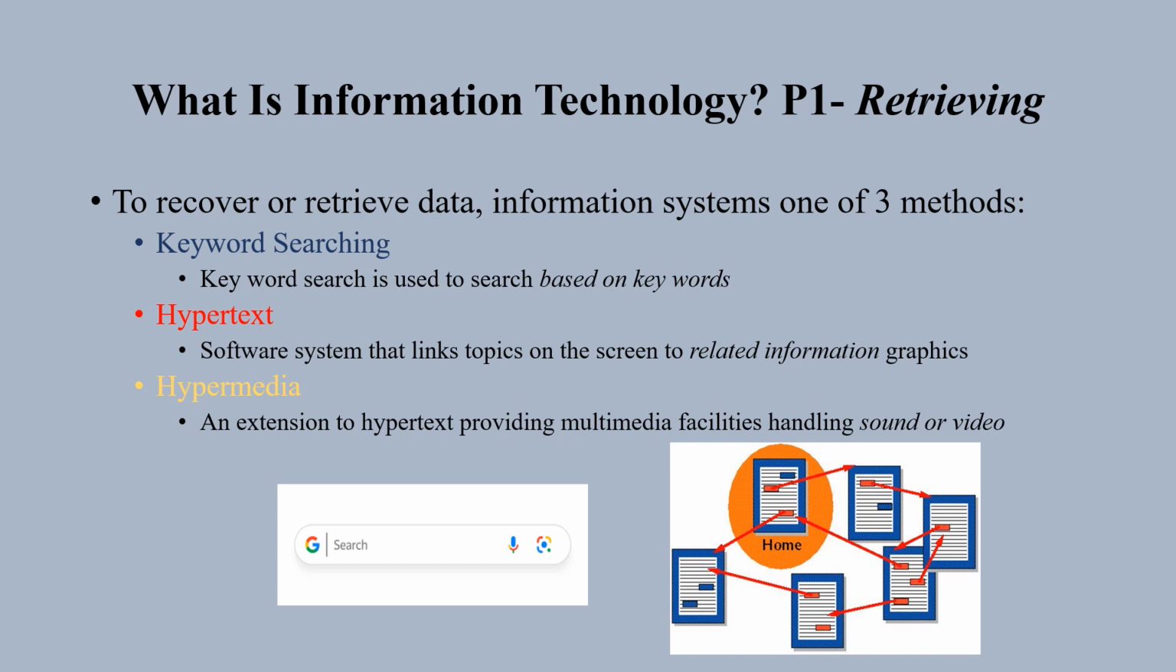It's also when you use keyword search and you search something up, and one of the articles that pop up is already purple because you've already searched it before, that's hypertext too.